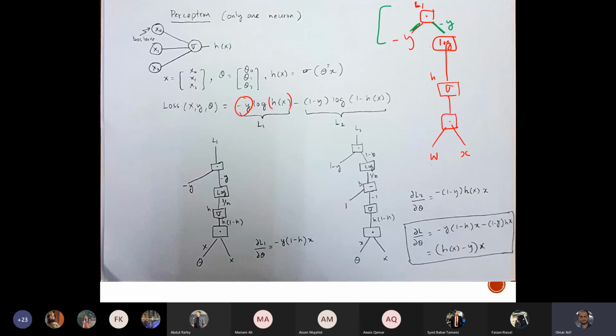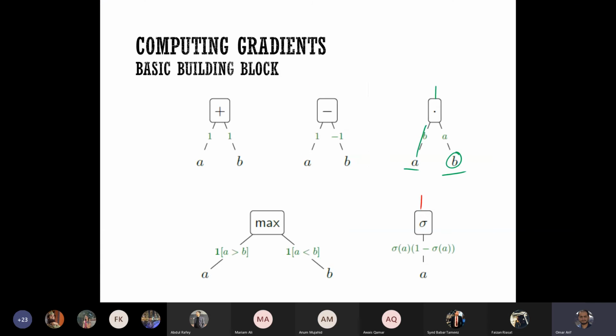This is the log function, and the derivative of the log function is 1 by h. Here now I'm focusing only on this function. Now let's focus on the function which is the sigmoid, and as we discussed, the derivative of the sigmoid is this part here.